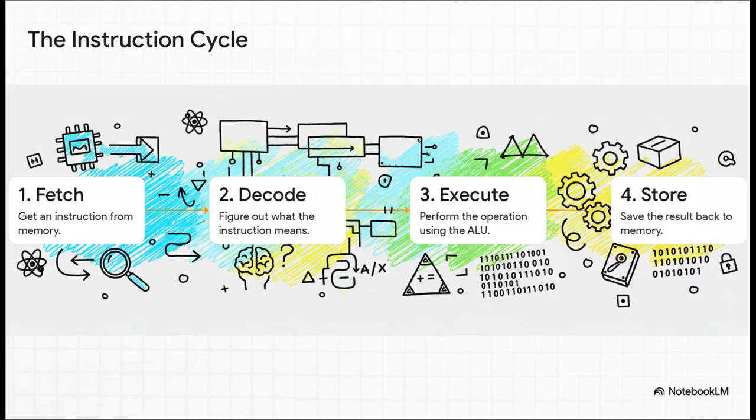And this architecture gives us a simple, powerful work loop that happens billions of times a second. First, the control unit will fetch an instruction from memory. Then, it has to decode it to figure out what it's supposed to do. Next, it sends that command off to be executed, usually by the ALU. And finally, the result gets stored back in memory. Fetch, decode, execute, store. That is the constant heartbeat of your computer.